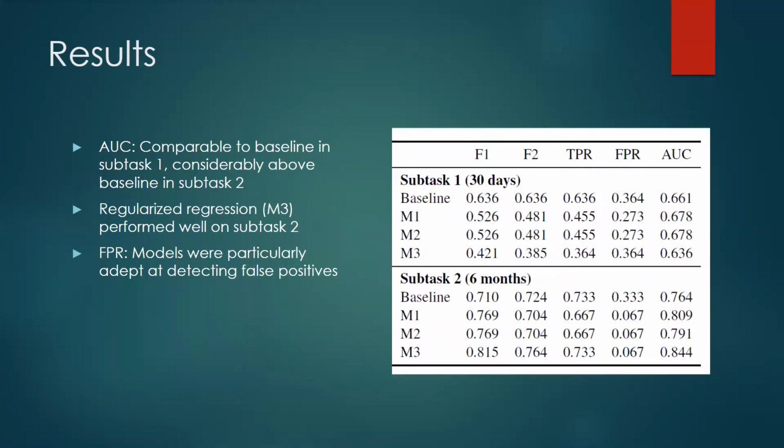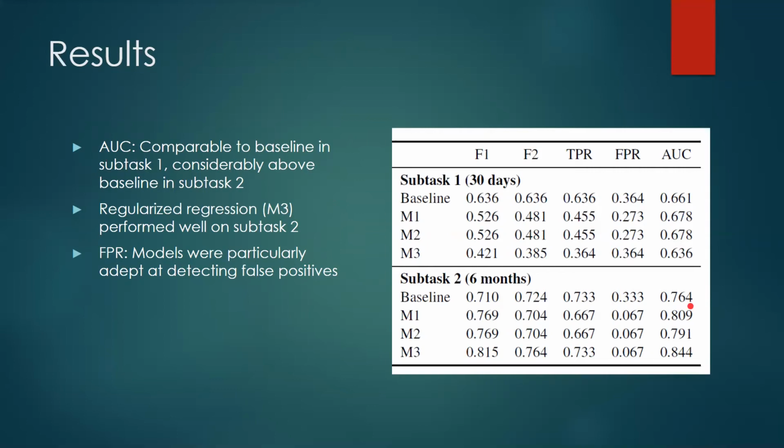Here are the results of our submission. We can see the results on the held-out test sets in the table on the right, in terms of classification accuracy and area under the curve scores. On the first subtask, our models performed comparably to the baseline model. On the second subtask, we had greater success, with our models outperforming it slightly.